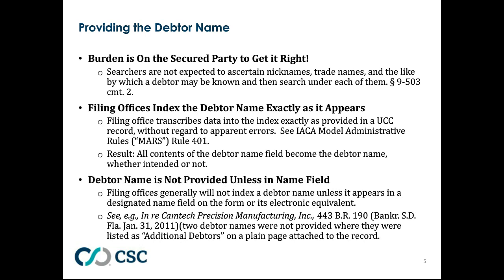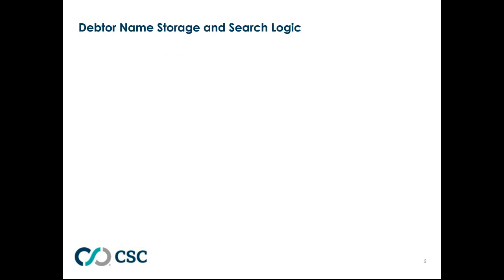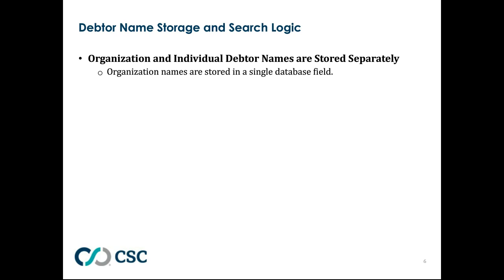Another important concept to understand is that the debtor name is not provided unless it's in the name field. And this is because filing offices are not going to index names unless they appear in a name field, because the only way that they know that it's a debtor name is if it is in the name field, either of the written form or its electronic equivalent. And in fact, if they're not in the name field, they're not going to wind up in the searchable index. And as a result, they're not provided, and they won't be a debtor name by which the financing statement can be searched.